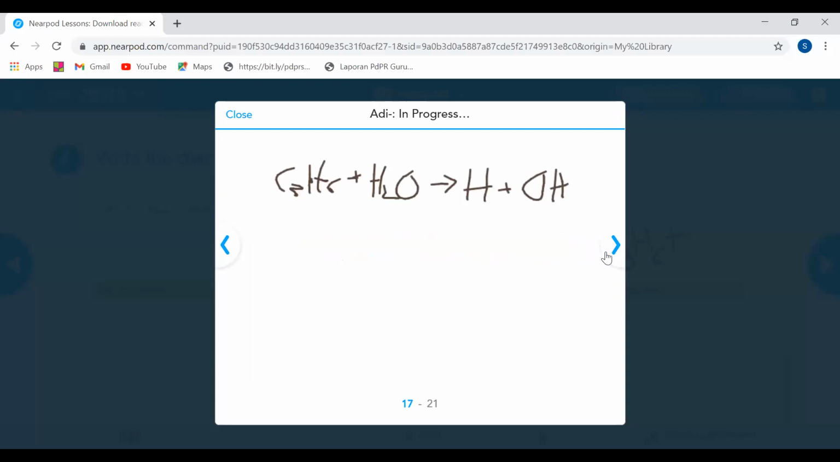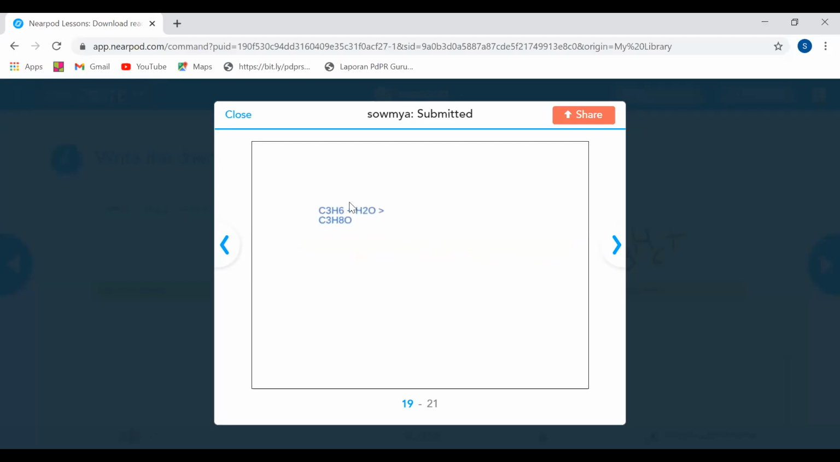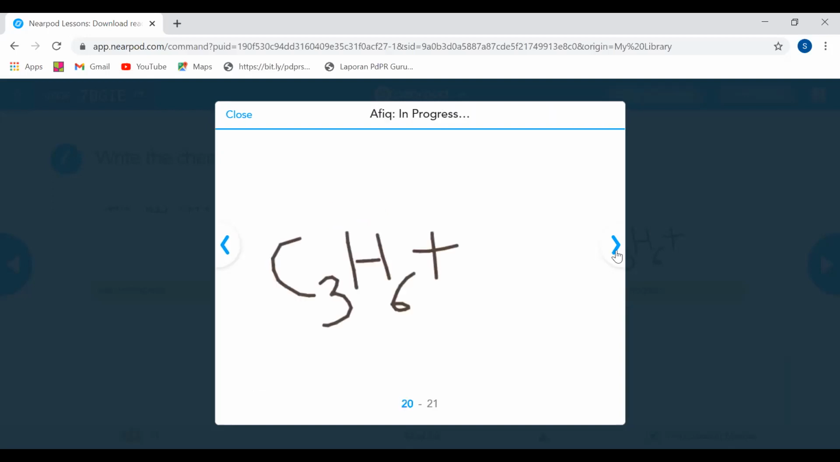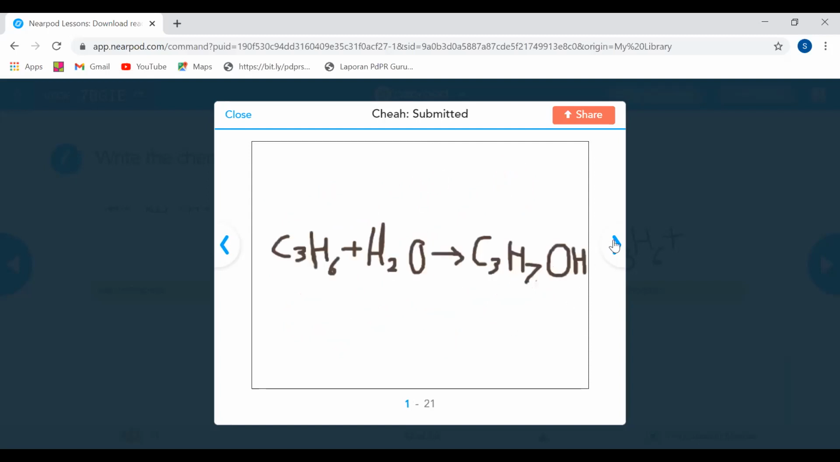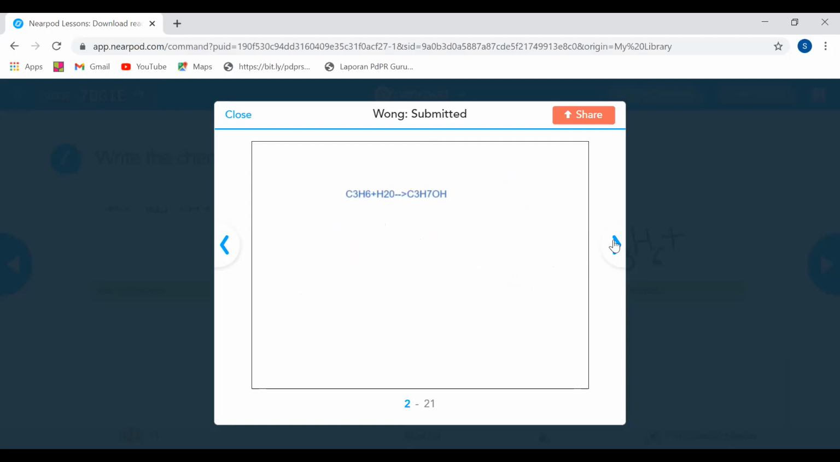Okay, Adi, wrong, the answer there. Somnia also put C3H8O, teacher doesn't want it like this. I want to see the OH group. Afiq, incomplete. Okay, this one is correct. See, I want to see my OH group at the back. I want to know it's an alcohol group. Chia also correct. Wong also correct. Tinish also correct.